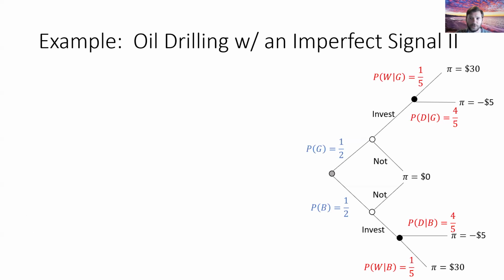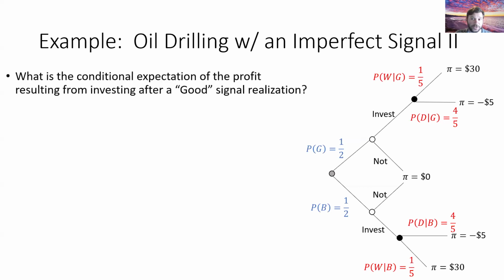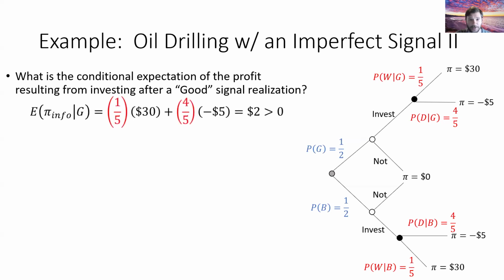Okay, so assuming here that we are dealing with a good signal realization, top part of the tree, there's a 1/5 chance that we get 30 million, and a 4/5 chance we lose 5 million, which comes out to exactly 2 million. In fact, if you look at that carefully, that might look familiar. That was in fact the same calculation we did in the no information case.